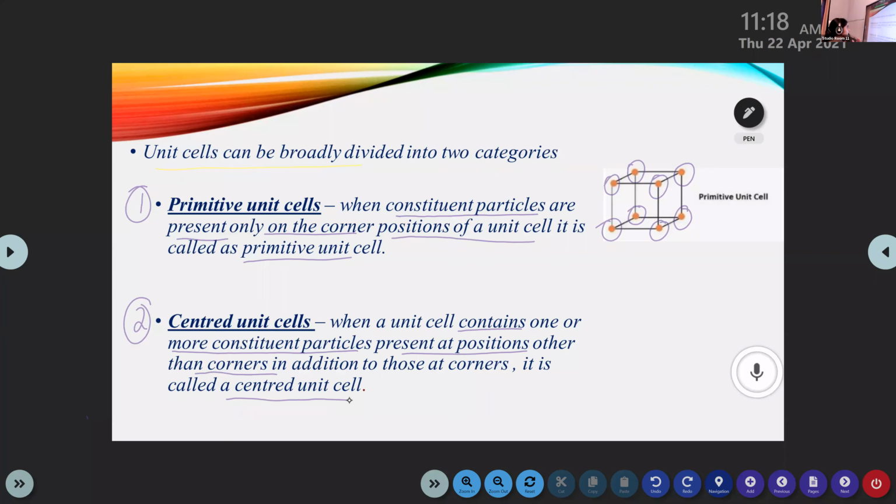So mainly the classification of unit cells is into two types, primitive unit cells and centered unit cells. In the case of a primitive unit cell, constituent particles are only present at the corner positions of that unit cell. But in the case of a centered unit cell, along with the corners, some other positions are also occupied by particles. That's the main difference between primitive and centered unit cells.